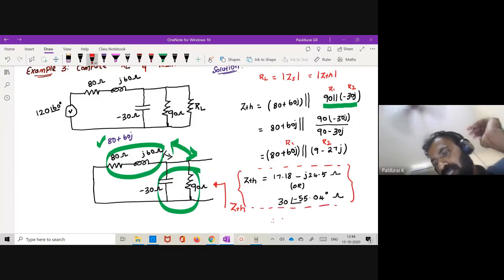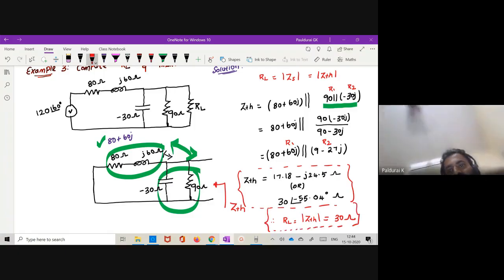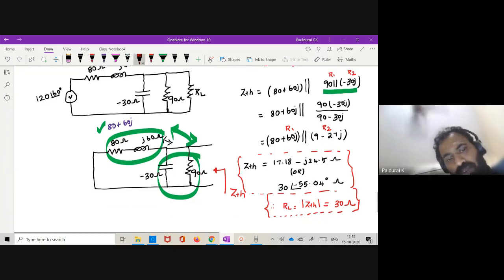Therefore, what is my RL? RL, you know, is the magnitude of ZTH. What is the magnitude? It is 30 ohm. Okay. So this is the way to calculate the load resistance. Subdivision A over. Subdivision B, can you do it by yourself?